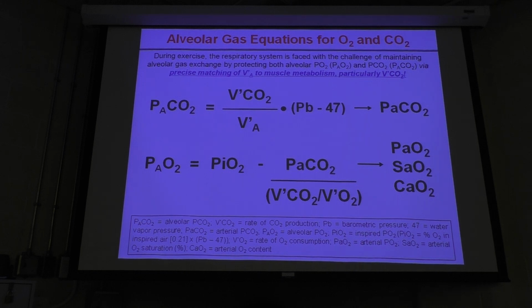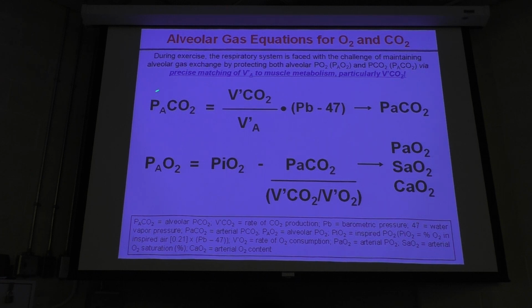So, why is it important to match alveolar ventilation to metabolism? Here we have a couple of other equations that you should familiarize yourself with. During exercise, again, the respiratory system is faced with the challenge of maintaining alveolar gas exchange by protecting both alveolar PO2 and alveolar partial pressure of carbon dioxide. And this occurs through the precise matching of alveolar ventilation to muscle metabolism. Most notably, the rate of production of carbon dioxide by the active, primarily, and to a lesser extent inactive tissues. So here we have the alveolar partial pressure of carbon dioxide and the alveolar partial pressure of oxygen.